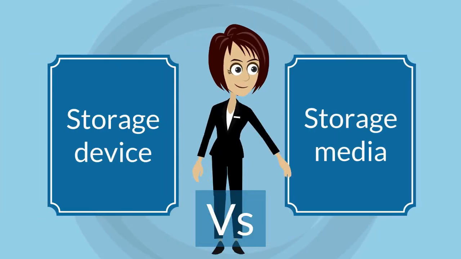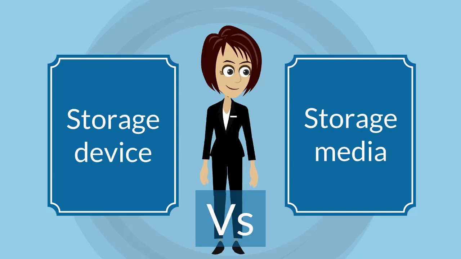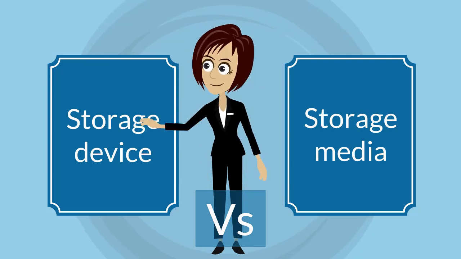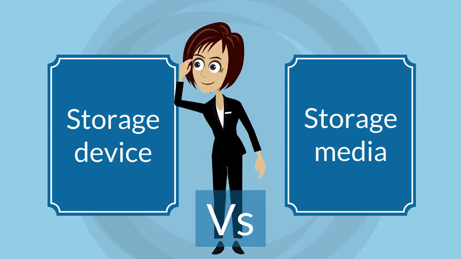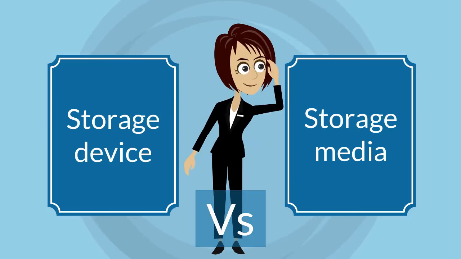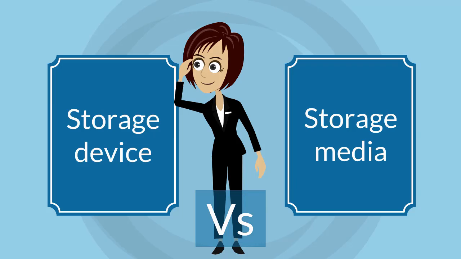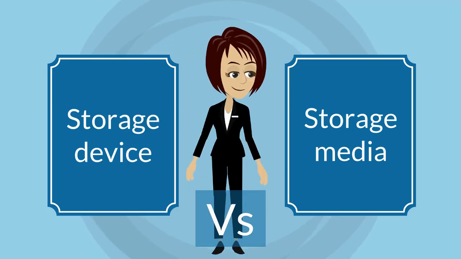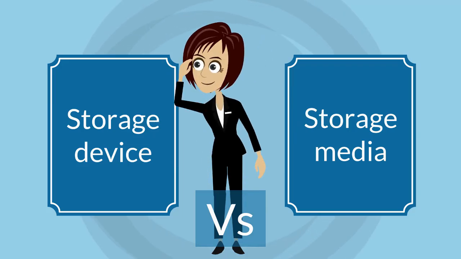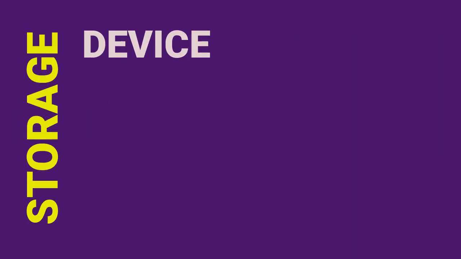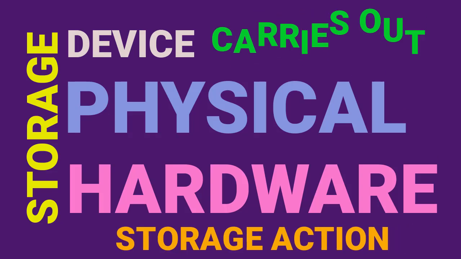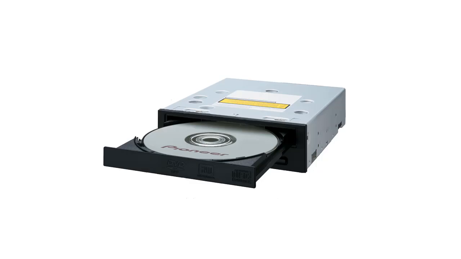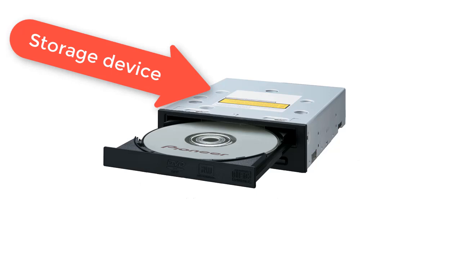When learning about secondary storage, you might hear the terms storage device and storage media used. Many resources talk about them interchangeably as if they were the same thing. However, they're not the same thing, and it is important to understand the difference between these two terms. A storage device is the physical hardware that carries out the storage action. For example, a DVD or CD writer are storage devices.